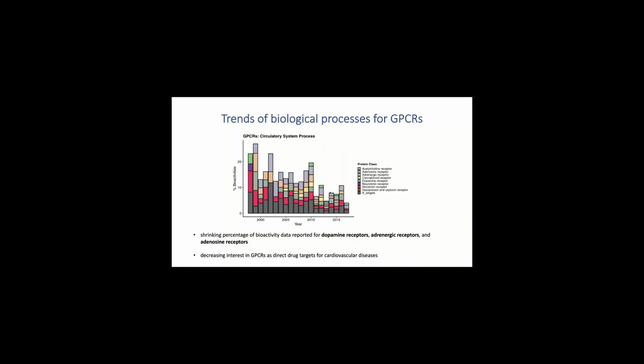On the other hand, looking into the protein class of GPCRs, we saw a downward trend of circulatory system processes, which was a bit astonishing for us to see. This is attributed to less interest in the family of dopamine receptors, adrenergic receptors, and adenosine receptors. So these protein classes are not investigated so much anymore like in past years. Basically, we couldn't believe that.